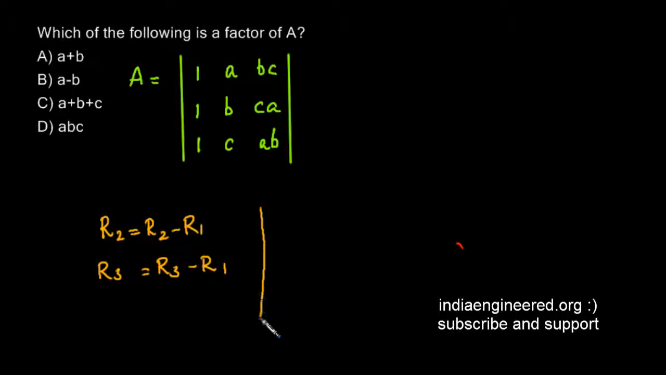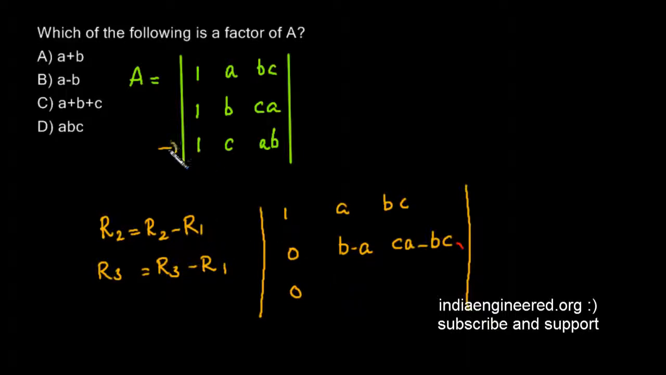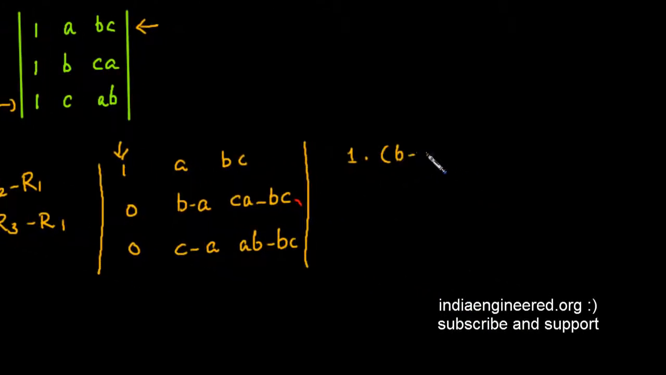So the determinant will get reduced to the first row as it is, and we have 0 here, B minus A, CA minus BC. Now here will be 0, R3 minus R1, that will be C minus A, AB minus BC. Now we can find out the determinant expanding along this column. That will be 1 into B minus A.